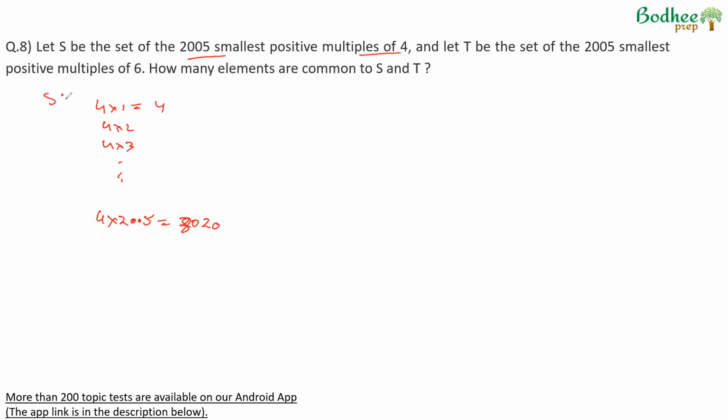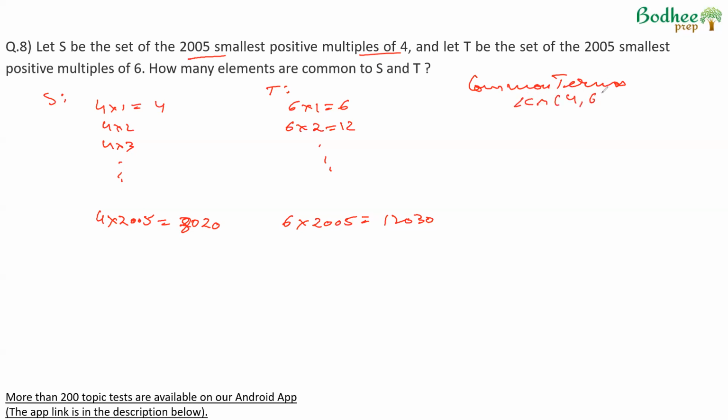This is S. T is the set of the 2005 smallest positive multiples of 6. The smallest term is 6 ones are 6, 6 twos are 12, and so on. It goes up to 6 into 2005, which will be 12030. How many elements are common to S and T? The common terms will be the terms that are multiples of both 4 and 6. Therefore, we look at the LCM of 4 and 6, which is 12.